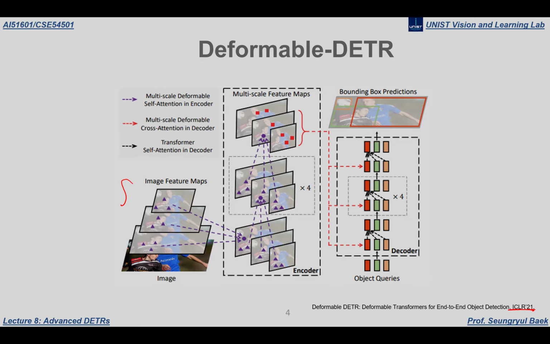And their motivation is they are wanting to reduce the complexity of the attention mechanism, which has the quadratic complexity, to have the linear complexity. And then they are involving multi-scale feature maps to capture both large scale and small scale objects. Okay? By reducing the complexity of attention mechanism, they are involving multi-scale needs in their feature encoder.